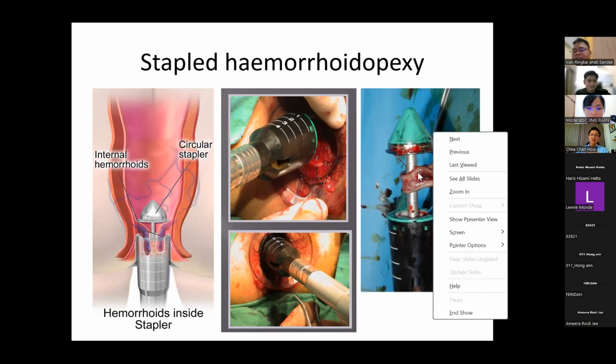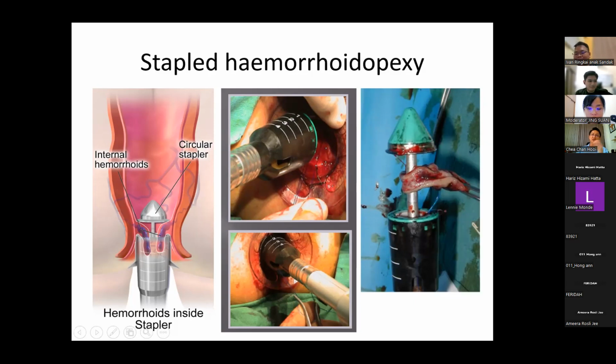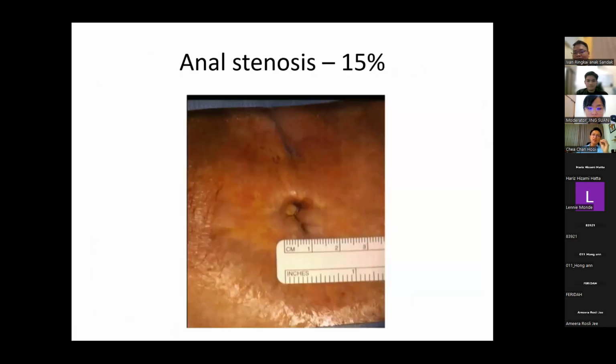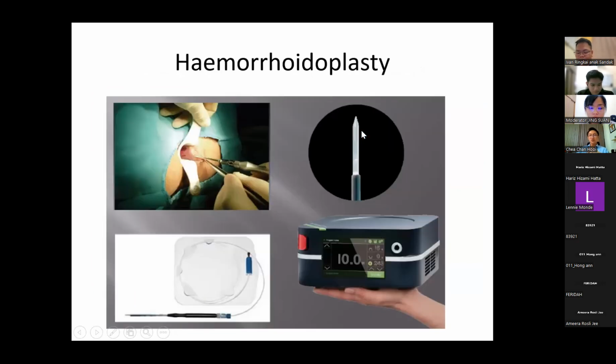Okay, a donut. But because it is removed in one whole ring, there is a risk of anal stenosis because the scar tissue forms one whole ring. And if the sutures that the surgeons apply were to be applied too deep, then it can cause anal stenosis, which is about 15%. So this is a disaster. Patient can barely pass motion like this. Okay, so you see the feces is stuck there. This is a disaster for the patient. Okay. So nowadays we try to move away from that as well.